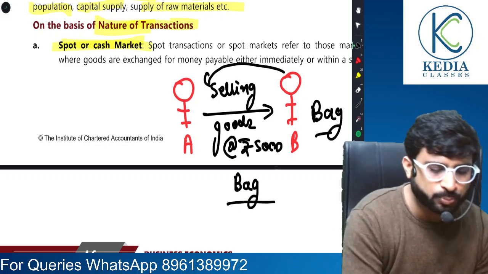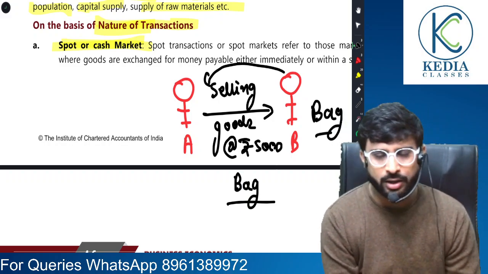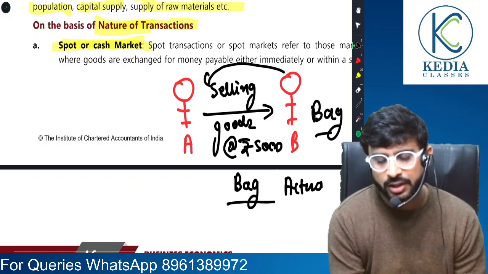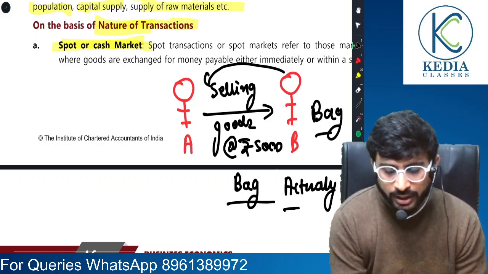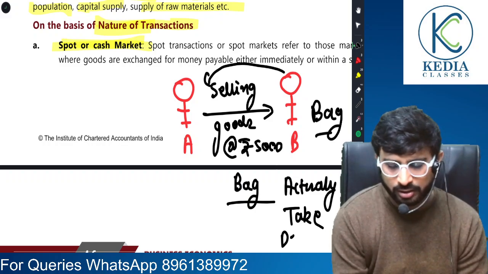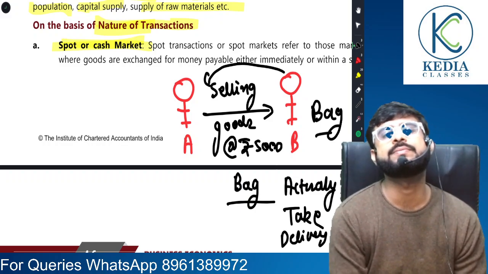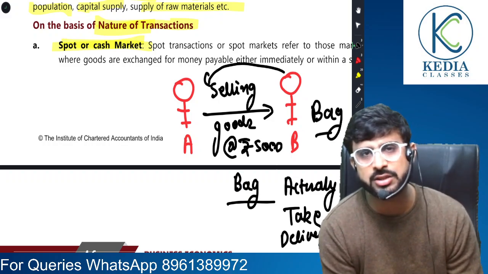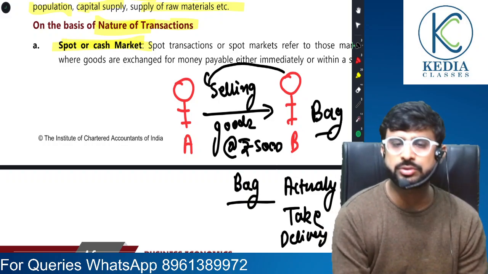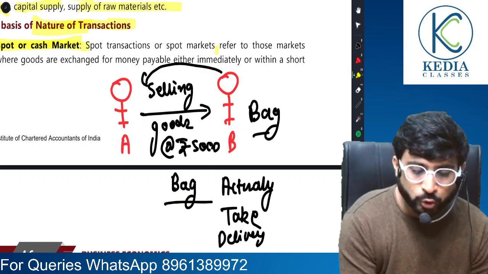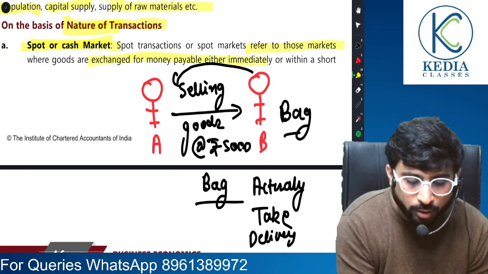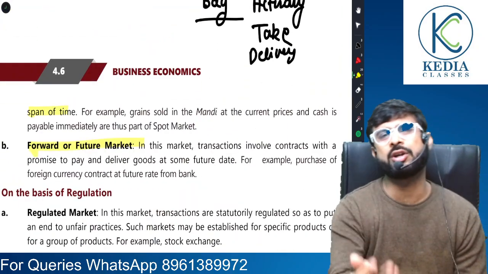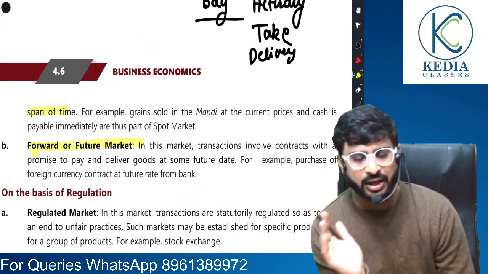What you see here is a spot or cash market where the intention is to actually take delivery of goods. Here the intention was to actually take delivery of goods, and you see the goods have been actually delivered, and immediately goods and cash have changed hands. Understood? Spot market refers to those markets where goods are exchanged for money either immediately or within a short time frame. Let's say by tomorrow or within a week, I will pay you. This is a kind of agreement.